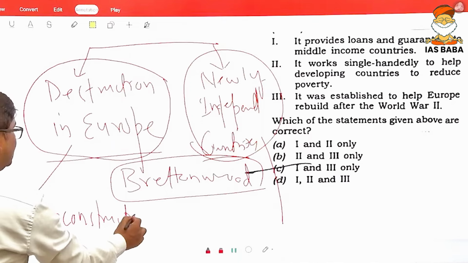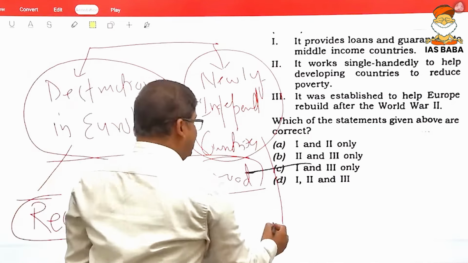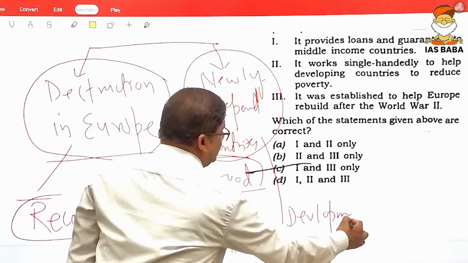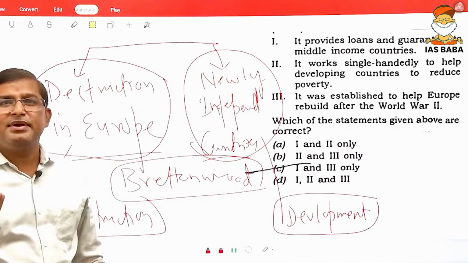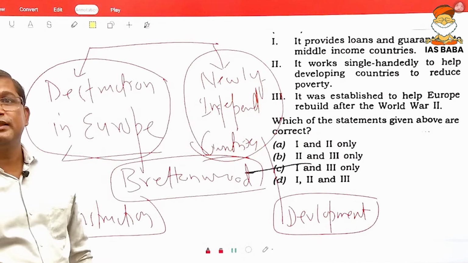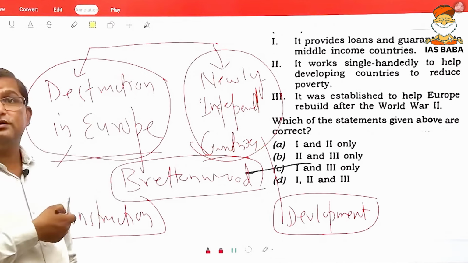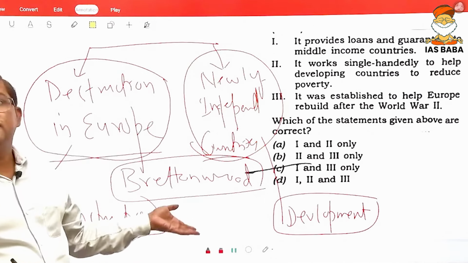So they wanted money, they wanted loans, and newly independent countries wanted to become developed countries. They wanted loans for their development. That's why the name is International Bank for Reconstruction and Development. Reconstruction of whom? Reconstruction of countries destroyed in World War II in Europe. And development for whom? Development for newly independent countries.